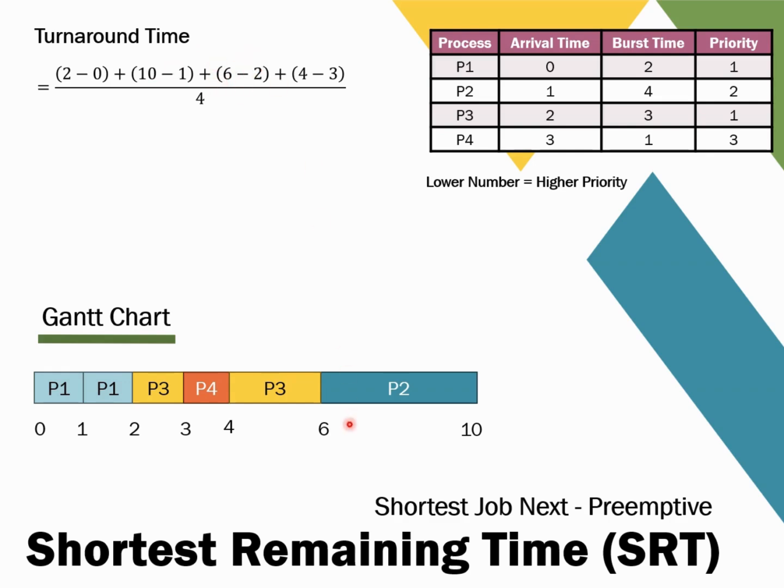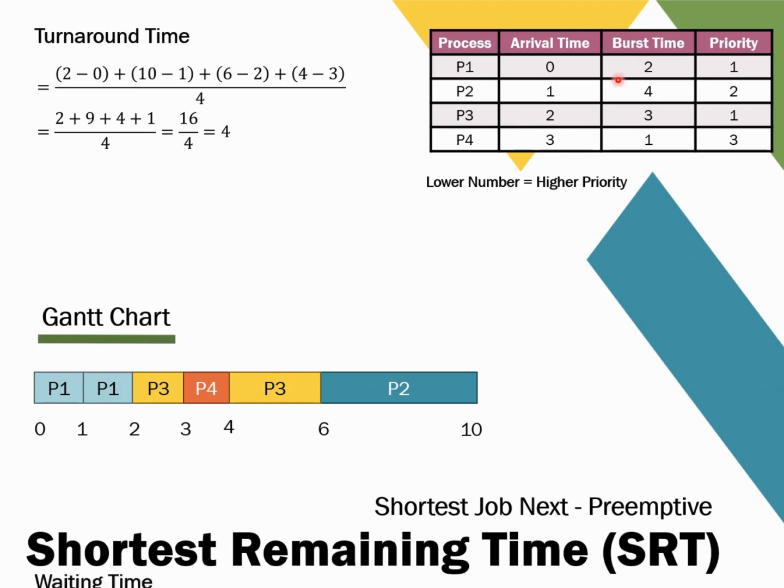For P3, it's completed at 6 and arrived at 2, so 6 minus 2. And for P4, it's completed at 4 and arrived at 3, so 4 minus 3. So we have 2 minus 0, 2; 10 minus 1, 9; 6 minus 2, 4; and 4 minus 3, 1. So 2 plus 9 plus 4 plus 1 is 16. We have 4 processes, so the average turnaround time is 16 divided by 4, and the result is 4.